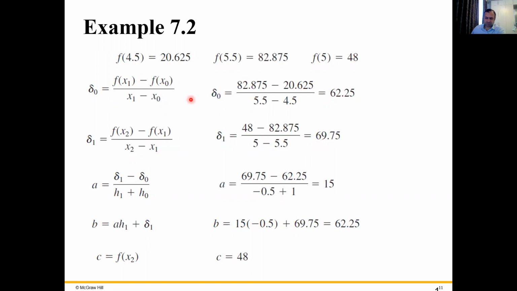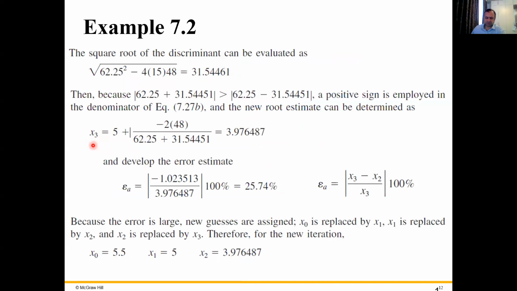So now we have all these values to calculate A, B, and C. With this, we have already calculated the values of A, B, and C: 15, 62.5, and 48. So now we can use these values A, B, and C to determine the root x3.